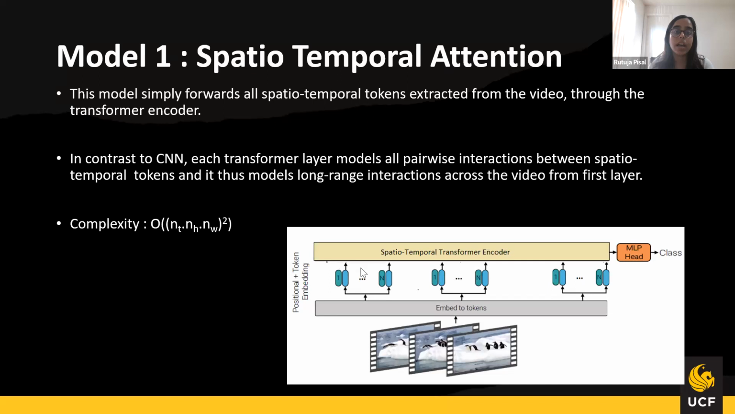Now, in this model, in contrast to the CNN, each transformer layer models all pairwise interactions between the spatiotemporal tokens, which means that since the first token of the first image can interact with the last token of the last image, this results in really long range interactions across the video from the first layer. And this leads to a drawback of giving us a quadratic complexity, which can be seen in the slide. This drawback of complexity was then overcome in the second model, which was proposed by the authors.